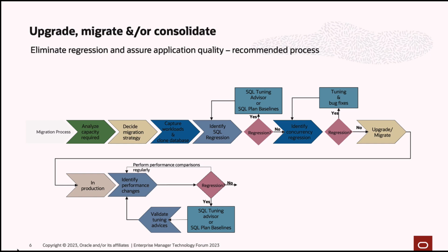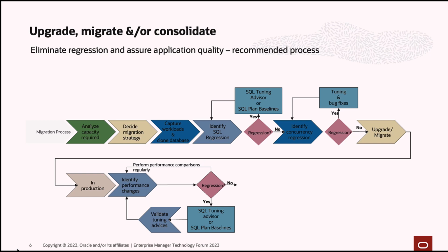This is the recommended order for the complete process. We start with analyzing the capacity, selecting databases, adding growth factors to make sure that the new platform can accommodate all databases. Next is to decide how to migrate the databases. Zero downtime, incremental cloning, and other factors should be considered.